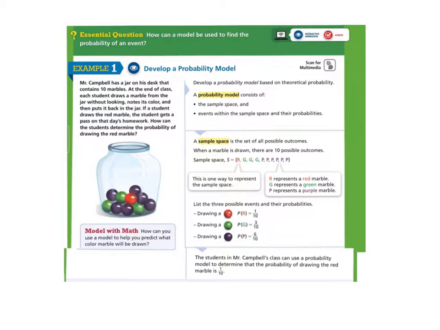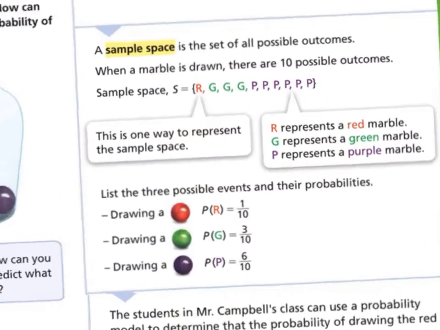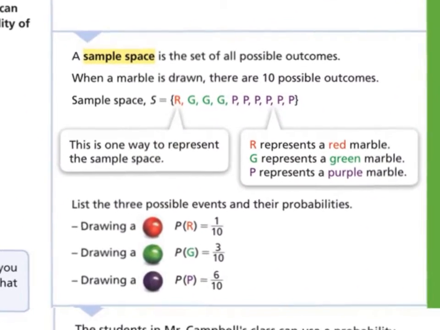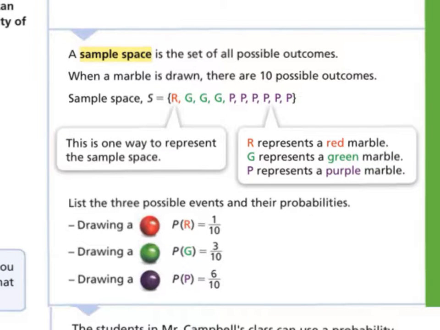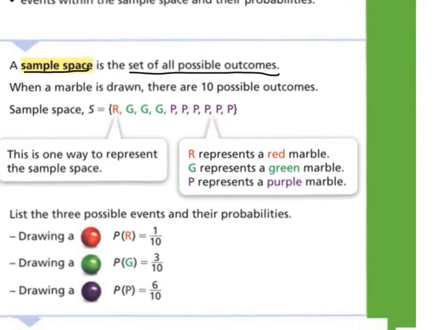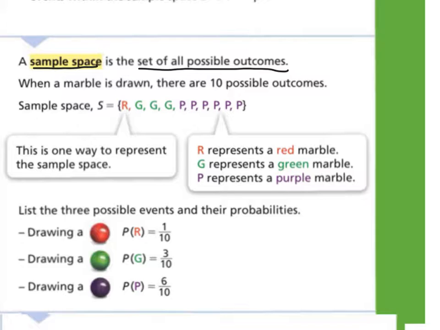So if we look at example 1, we're going to do this in a different order than what the book's doing. First of all, let's talk about a sample space. I think it makes most sense talking about it in this order. So sample space is just a set of possible outcomes. For example, if I'm flipping a coin, my sample space would be heads and tails.